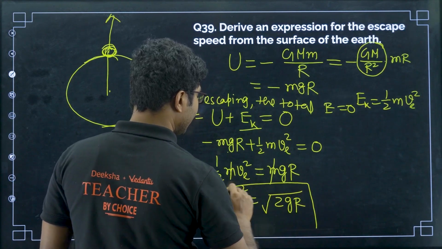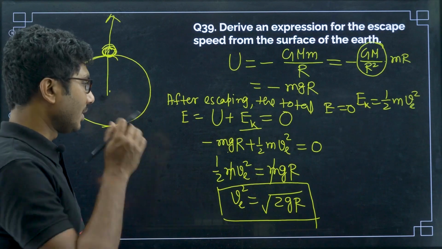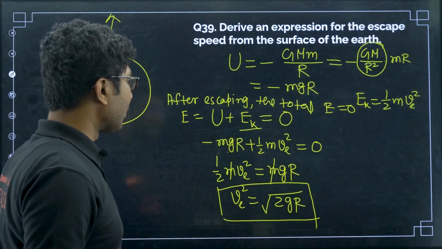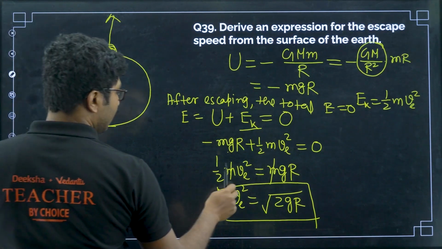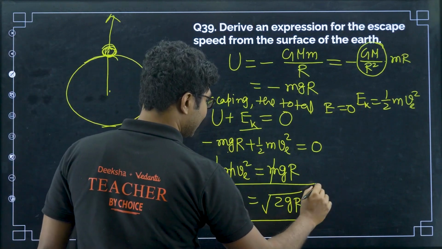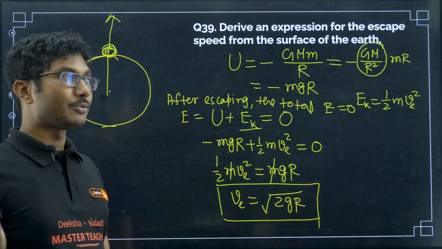You can put the values, it comes out around, I think, 11 kilometer per second. Okay, so that is the approximate value, but sorry, one more mistake I have made here. We have to put the square root, right. So v e is the square root of 2gr, that is the escape speed. This is the derivation that you are supposed to solve.